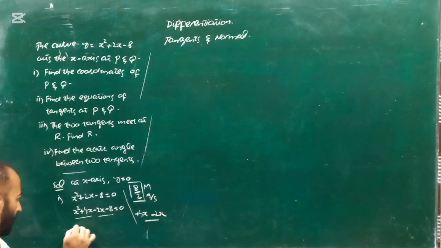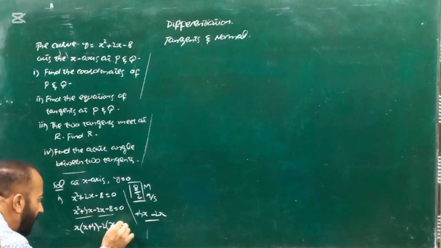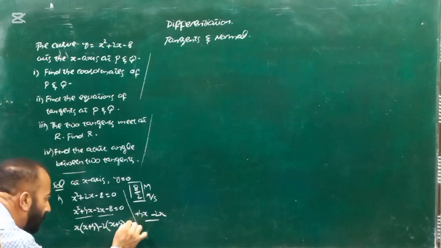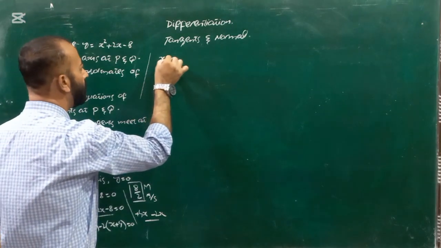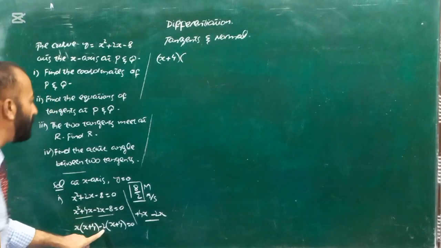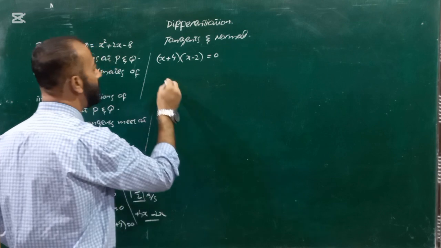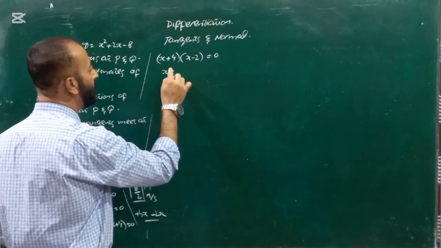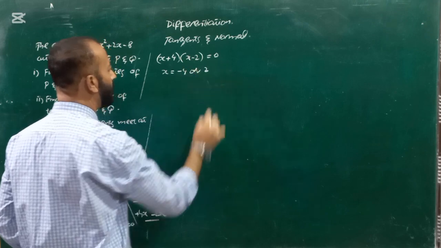Make pairs and take common. In the first pair, x is common, remainder is x plus 4. Minus 2 is common from the second pair, and the remainder is x plus 4 equal to 0. The bracket which is the same will be written once, so x plus 4 in the first bracket, and the values which are outside the brackets will be written in the second bracket. So x minus 2 equal to 0. From here the x values will be minus 4 or plus 2.